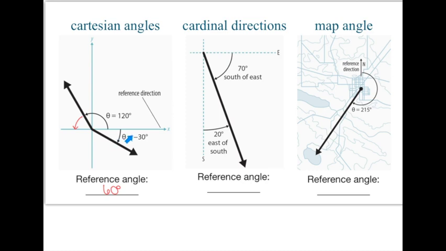So then if I were to look at this negative angle here, negative 30, that's in my 4th quadrant. The closest x-axis is right here.